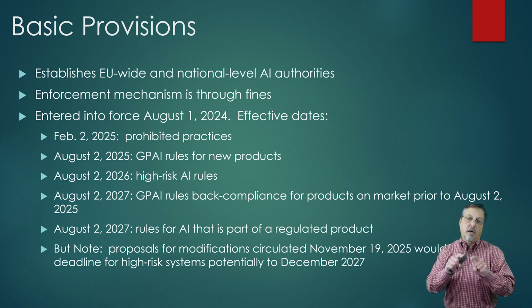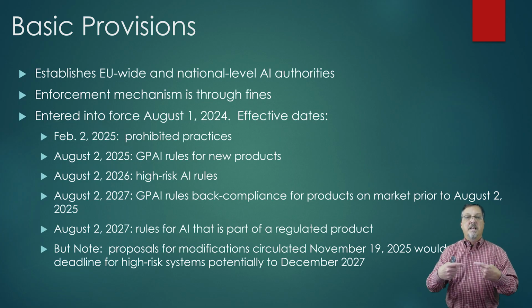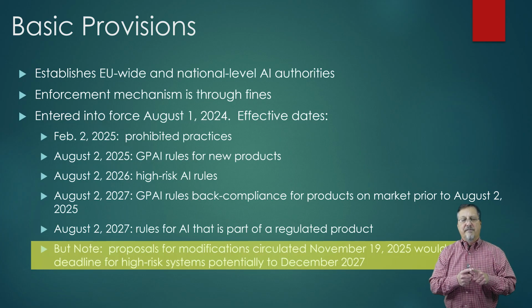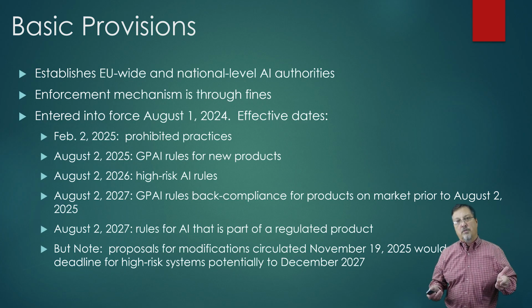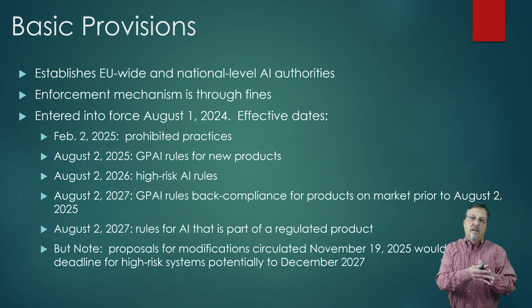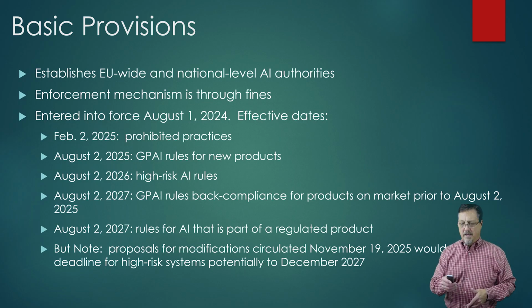One of the things in the current package of modifications is a proposal to put that date off. And it's very likely that most, if not all, the proposals in that package will be adopted. Very likely that date will be put off, probably until December 2027. But we'll have to wait and see. Probably sometime in the middle of our semester, we might even find out what the exact status of that is. August 2027, the specific compliance rules about aspects of GPAI, general purpose AI, will go into effect. And then August 2027, rules about AI that are part of a regulated product. And we'll talk a little bit about what that will mean.